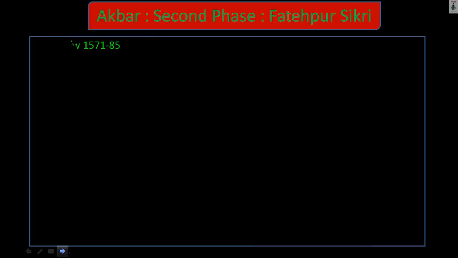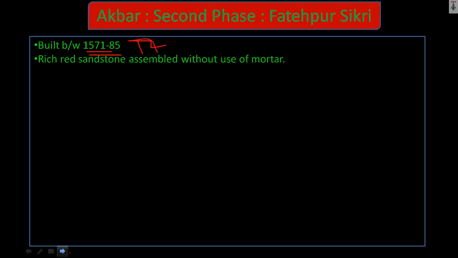Now let us look at the second phase of Akbar's rule, that is Fatehpur Sikri. It was built within a short span of 14 years. For such a large city, it was built relatively quickly. Here he used red sandstone, and as such we do not see any conscious overall plan. It looks a bit haphazard.